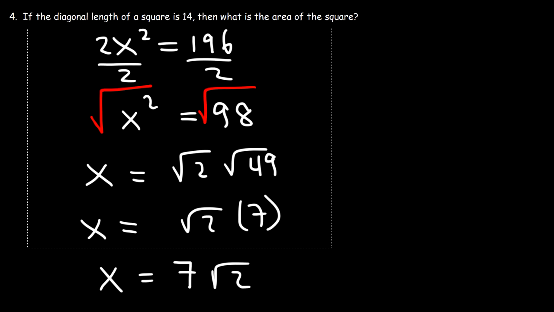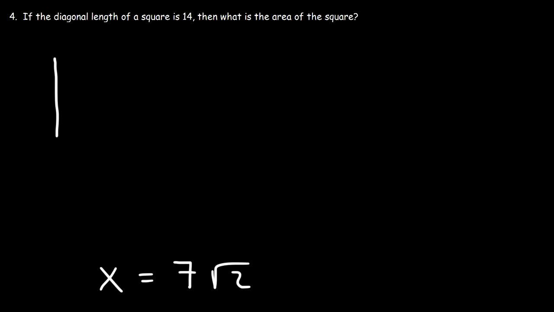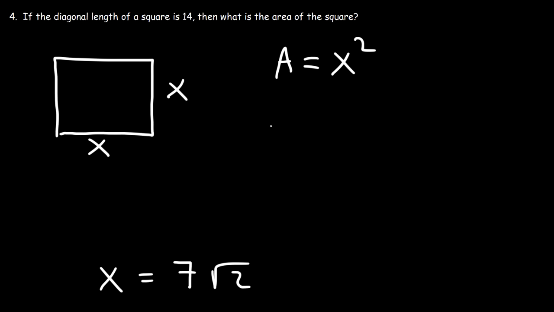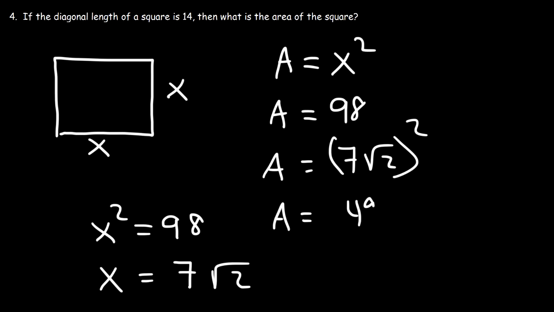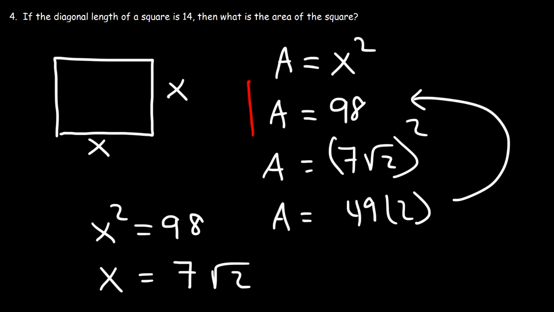Now our goal is to determine the area of a square. It's basically the length times the width, or x times x, which is x squared. Now we saw that x squared was 98, so that's going to be the area. Because if you multiply 7 times the square root of 2 times itself, or if you square it, 7 squared is 49. The square root of 2 squared is just 2, and so that gives you 98 again. And so that is the area of the square. So this is the answer.